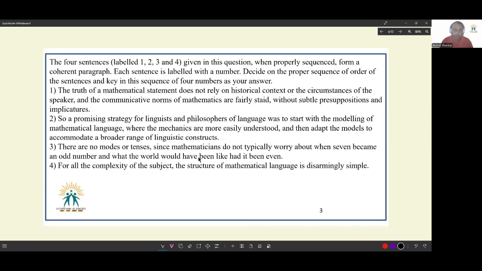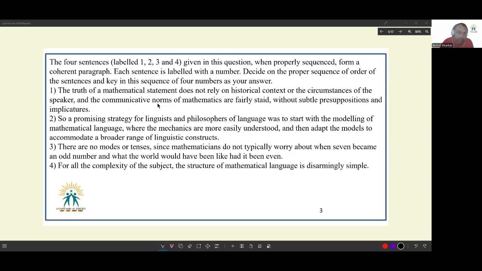Okay. Next question now. We have the truth of a mathematical statement does not rely on historical context or the circumstances of the speaker. And the communicative norms of mathematics are fairly staid without subtle presuppositions and implications. Okay. Basically, the truth of a mathematical statement is the absolute truth. It is not context driven. It is not perspective driven. It remains true regardless of the observer, regardless of the situation.